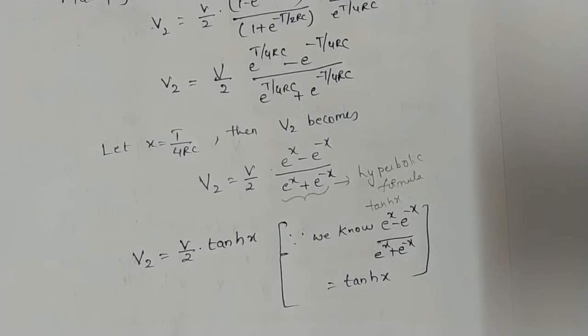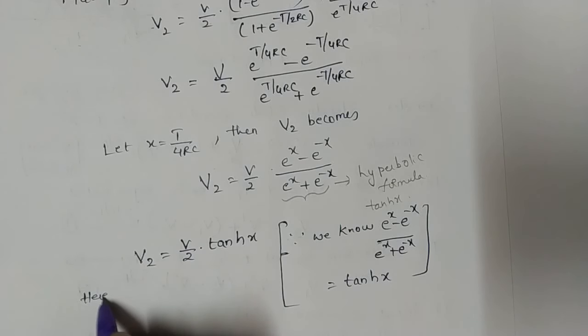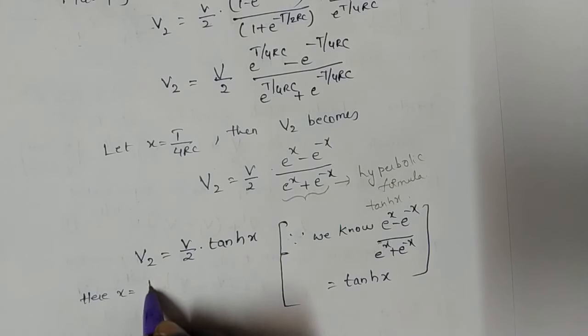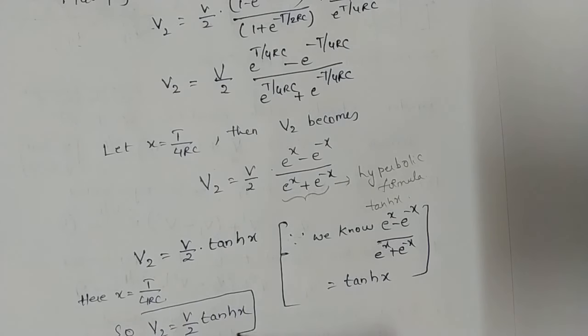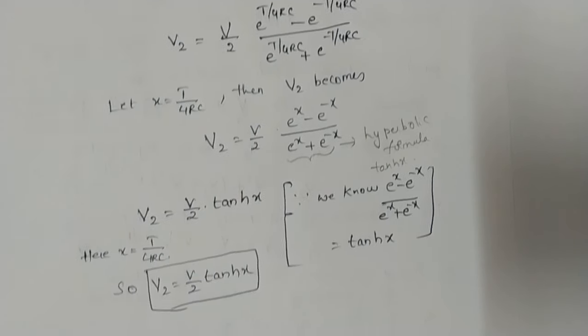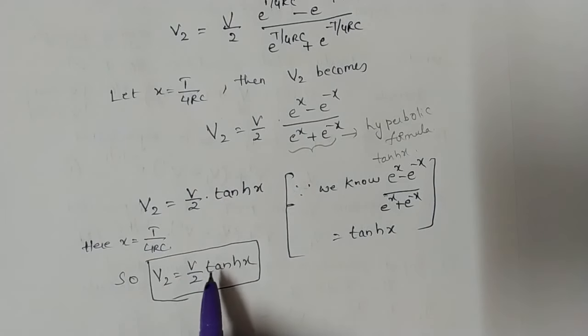This is the value of v2. Here x equal to t by 4 RC. So v2 equal to v by 2 into tan hx. This is the value of v2 in the steady state condition. Okay, v2 equal to v by 2 tan hx. This is the value of v2 in the steady state condition.